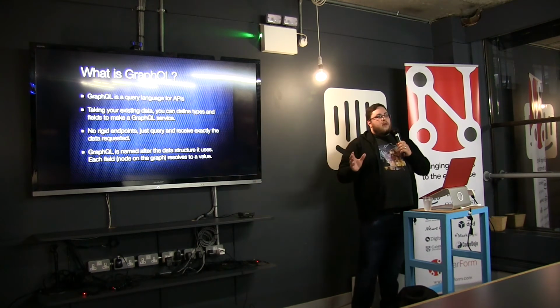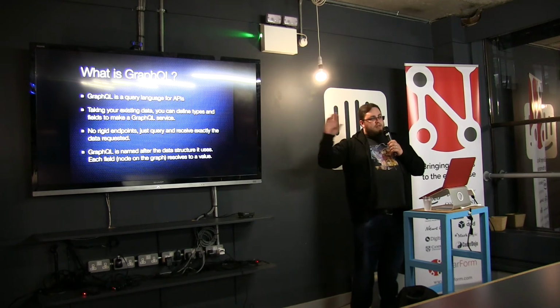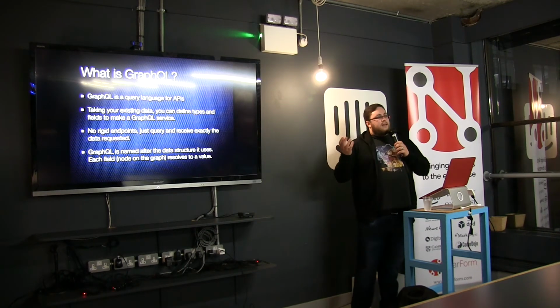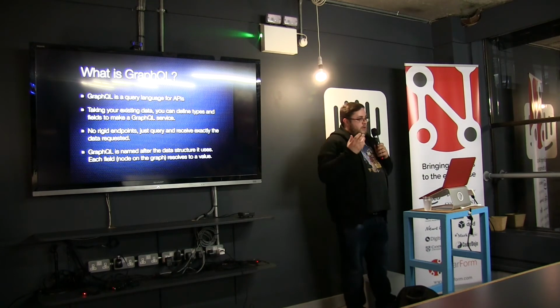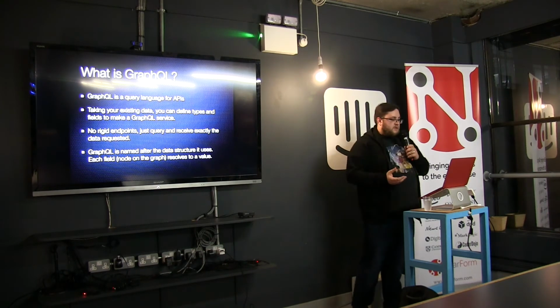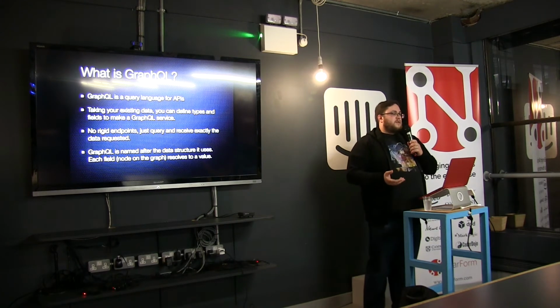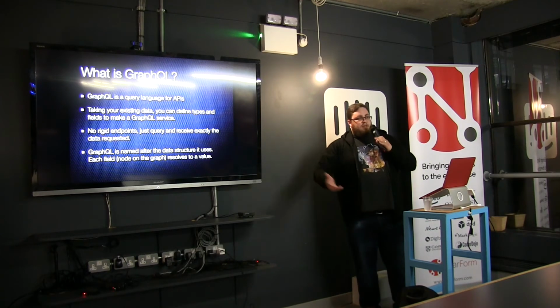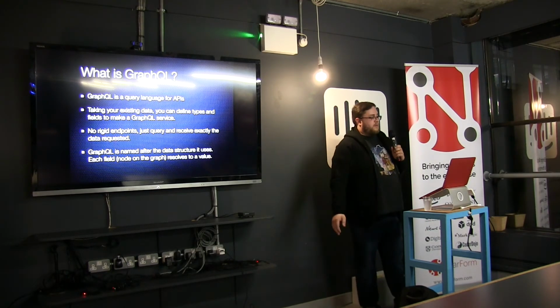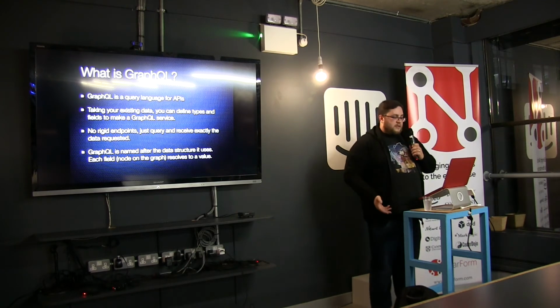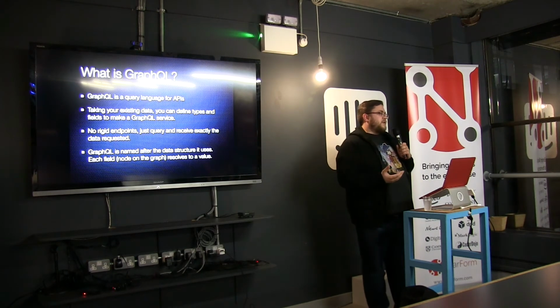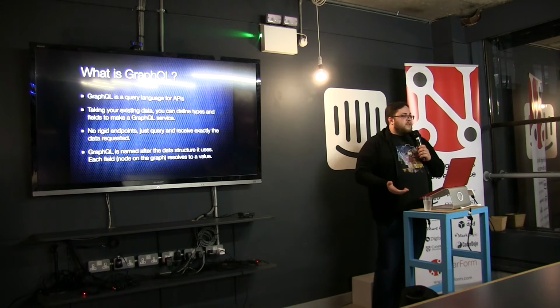We have one endpoint, we write a query, we send it to the endpoint, and we get back exactly the data that we want. To do that, we of course have to define types and fields to make a GraphQL service. It's not magic. It needs to know, this is my data, it's this big by this wide, and it's these types. It has to know a description of your data before it can do this. So, as I said, there are no rigid endpoints. You query and receive exactly what you need.